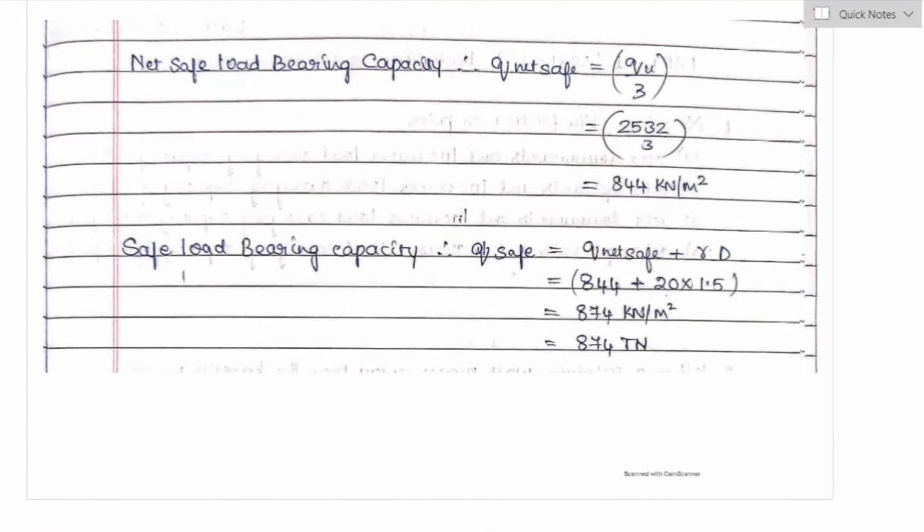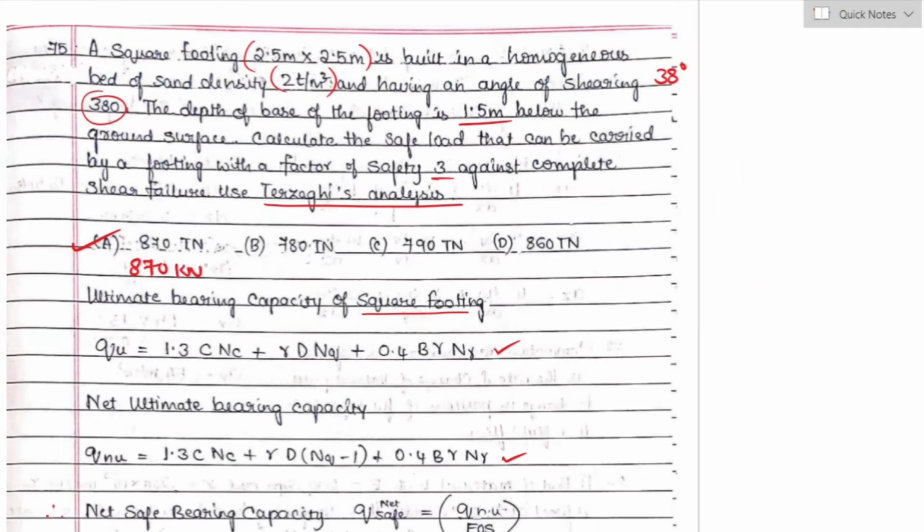Now we have to calculate net safe bearing capacity, which is given by ultimate bearing capacity divided by factor of safety. So net safe bearing capacity will be 844 kN per meter square. Therefore, safe bearing capacity is sum of net safe bearing capacity plus saturated unit weight into depth of the footing. So option A is the right answer, 870 kN per meter square.